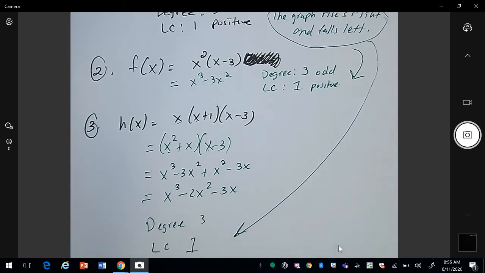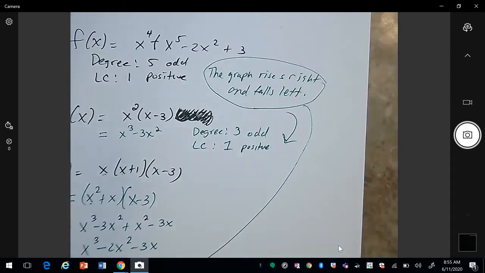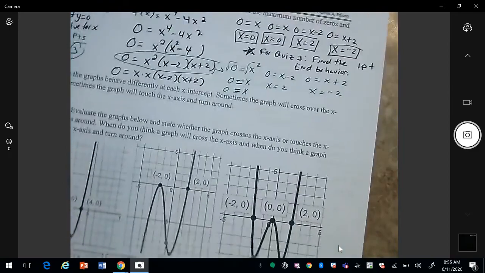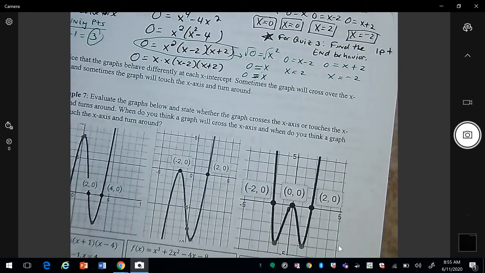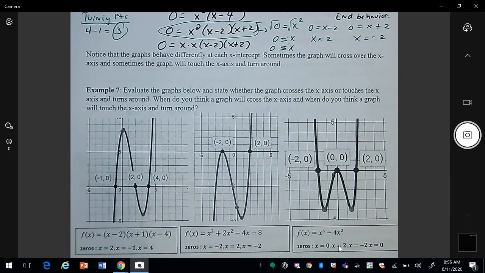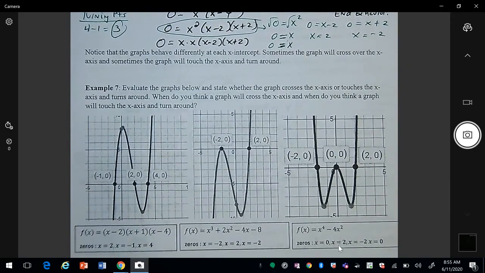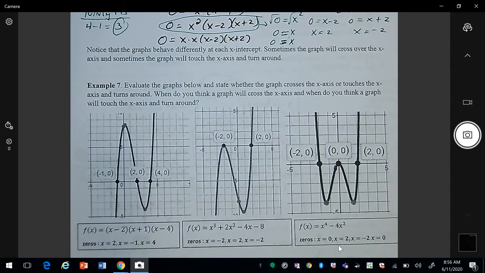What we want to look at today in this video is going to be what happens at the zeros. So notice that the graphs behave differently at each x-intercept. Sometimes the graph will cross the x-axis and sometimes it touches and turns around. So what I mean by that is if you observe this 0 here, the graph is actually crossing the x-axis. But if we look at this 0, the graph is touching the x-axis and then it turns. And so our goal is going to be to figure out when and why that happens.